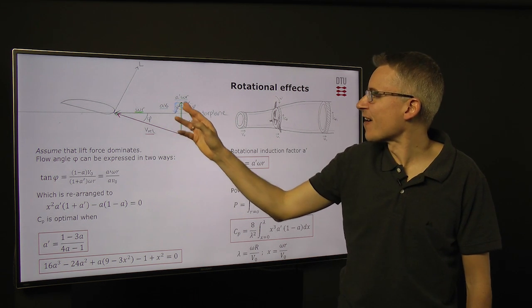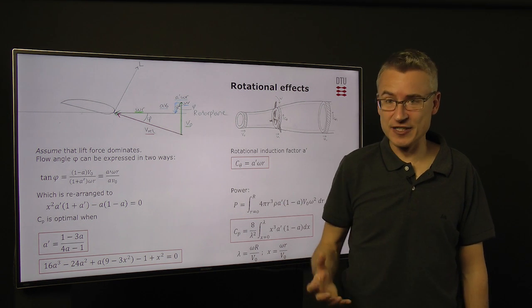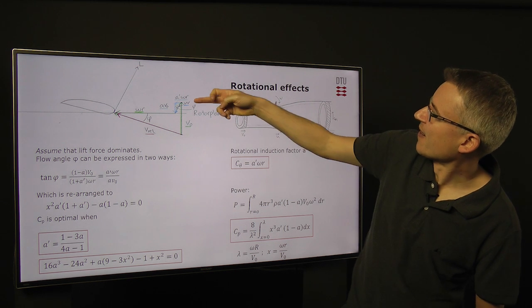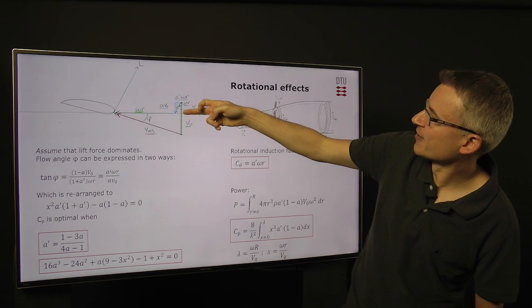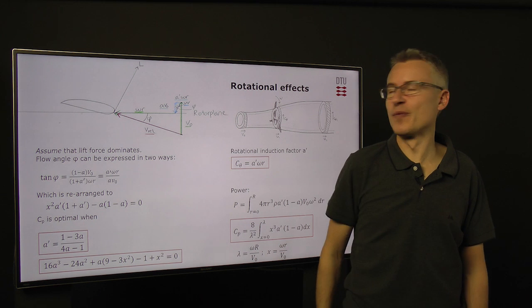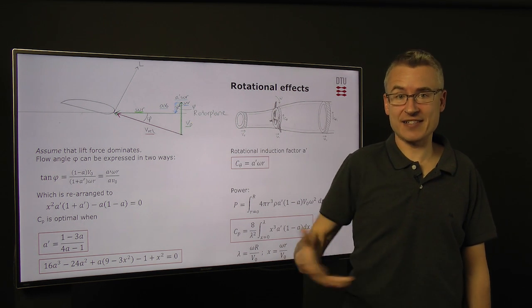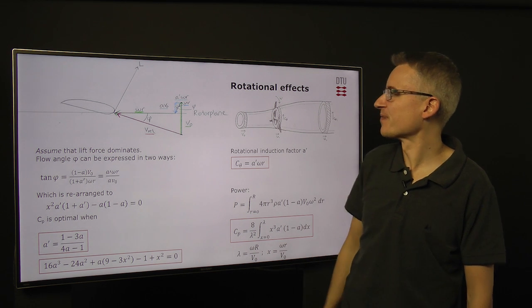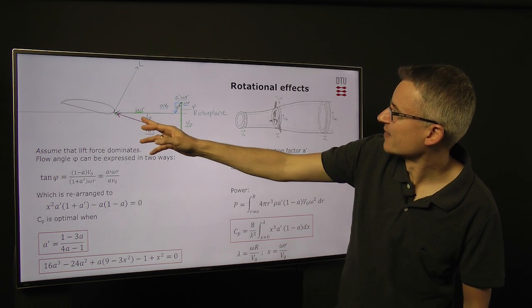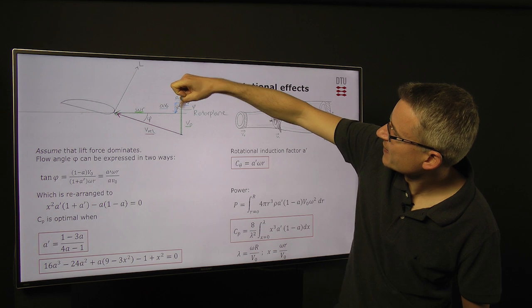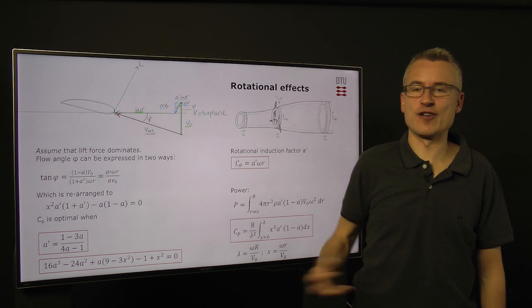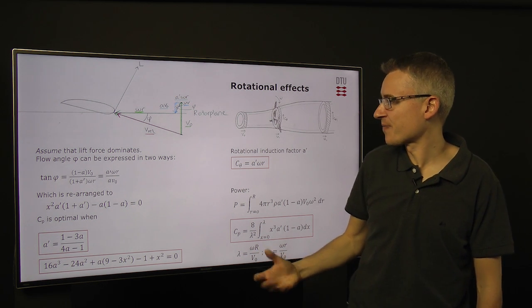The small triangle up here actually shows us the induced velocities. So this is the axial induction, which removes incoming wind velocity. This one is rotational induction, which adds to the rotational speed. Phi can also be found up here, and that is under the assumption that the lift force dominates.